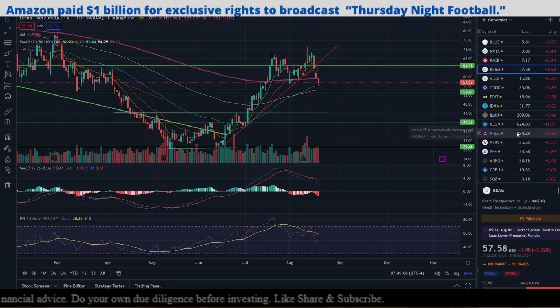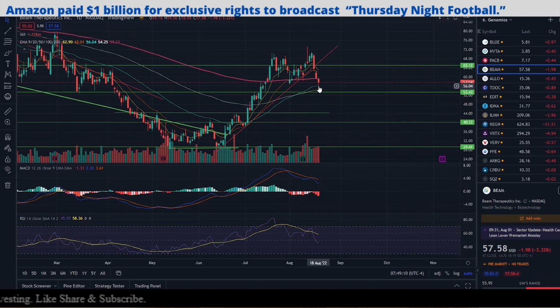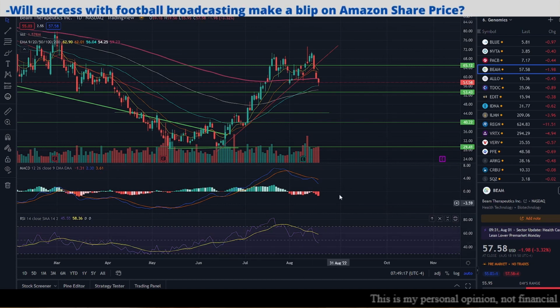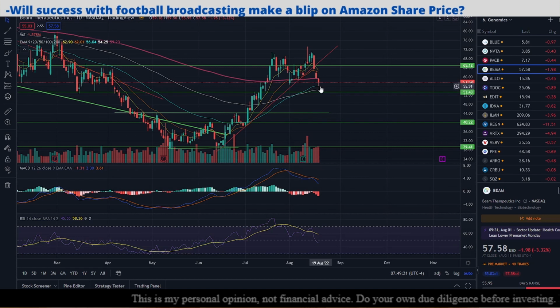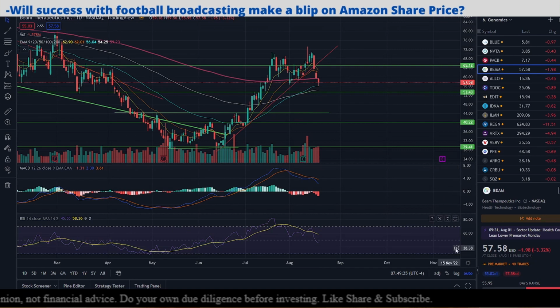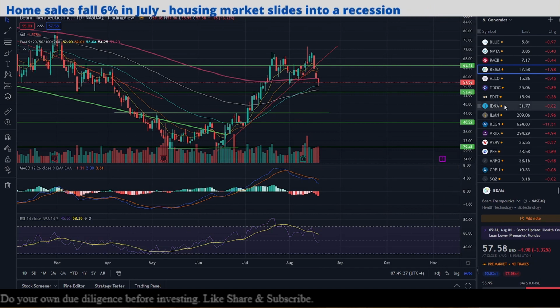is bearish. Beam Therapeutics has got no trades pre-market, but it's balanced on the 50-day exponential moving average. Given the status of the MACD, which is very bearish, and also momentum, which is below average and pointed downwards, I think that we're going to break the 50-day exponential moving average and potentially test the 100-day exponential moving average, which is sitting at 54.25.